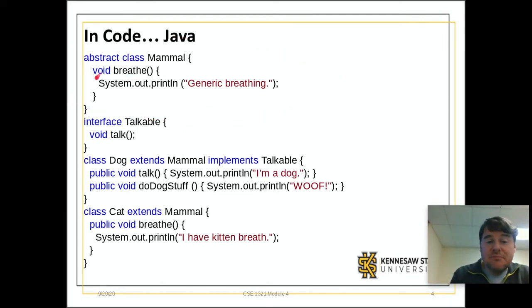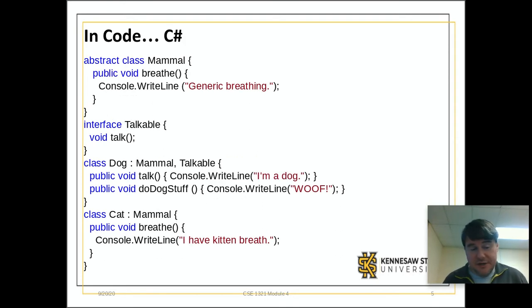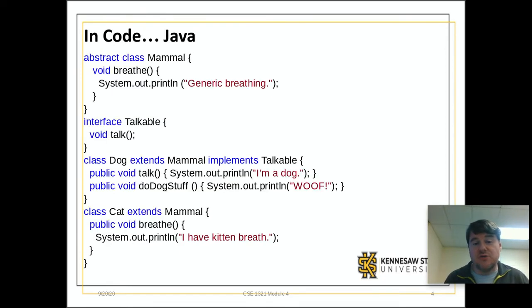The general breathe method that we are publishing as part of the mammal is going to print out generic breathing just so it does something. All right, then we're going to have an interface talkable, and it's going to say that there is an abstract method here called talk. You will notice and remember that in Java, you do not specify public, you do not specify abstract, you simply say talk. And to be clear, that's also true in C#, which is what you're now looking at. This is Java, this is C#. You can tell nothing has changed in the two of those things that we were just looking at.